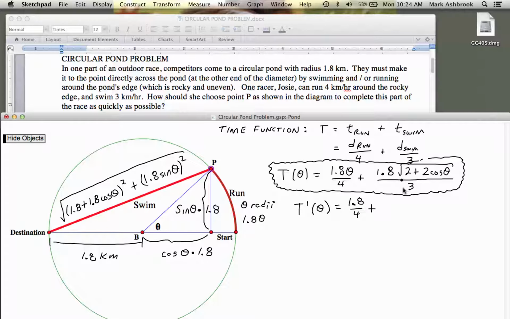Plus we've got, let's make that 0.6, times 1 over 2 times the radical of 2 plus 2 cosine theta, times the derivative of the inside by the chain rule, negative 2 sine theta. So here is our derivative, and we know that when that equals 0, we want to set this equal to 0 to get potential local minimums.